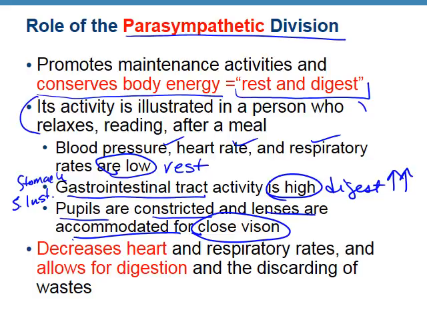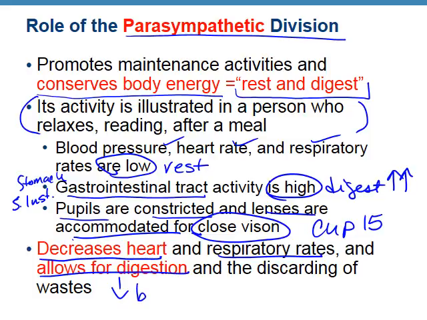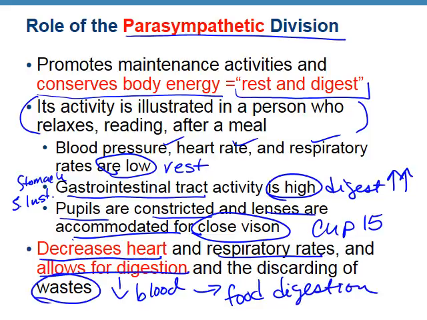So then they give you this nice illustration. Usually when we're thinking about parasympathetic, we think about a person who's just eaten a meal, they're relaxing, and they're reading a book. We'll talk more about lens and pupil constriction when we get to chapter 15. So think of decreased heart and respiratory rate that allows for digestion. What are we doing? We're funneling all of our blood and resources into food digestion. And we're trying to discard all of our waste.